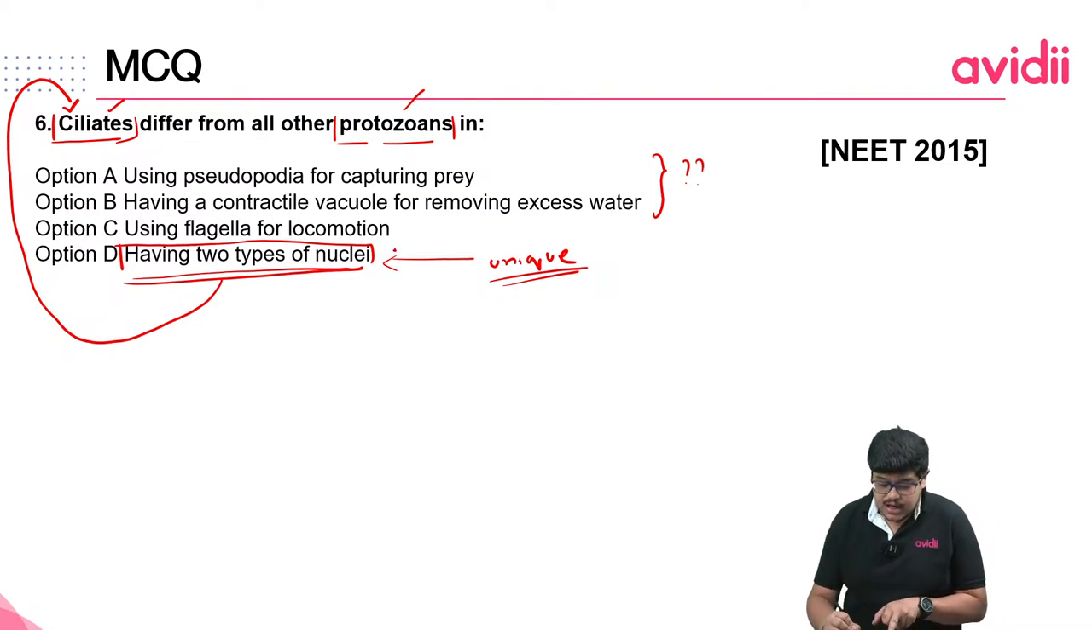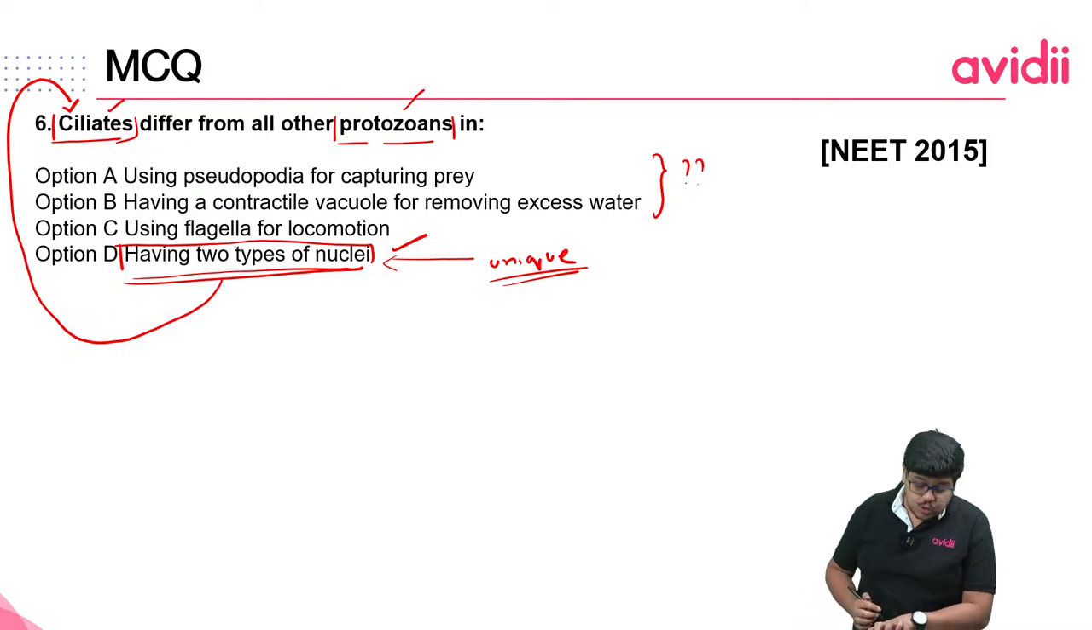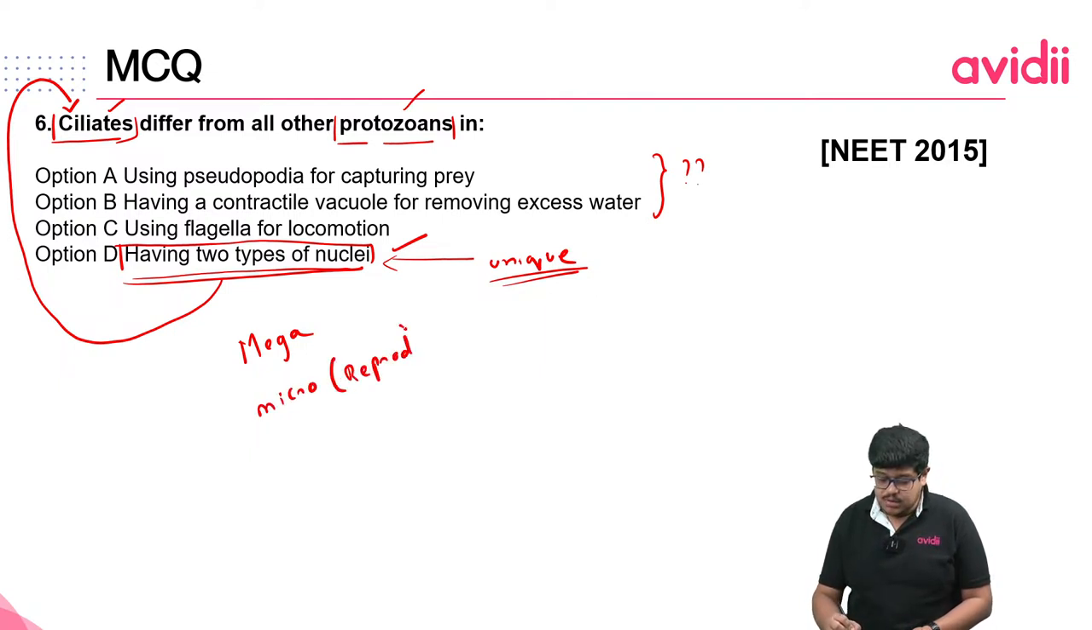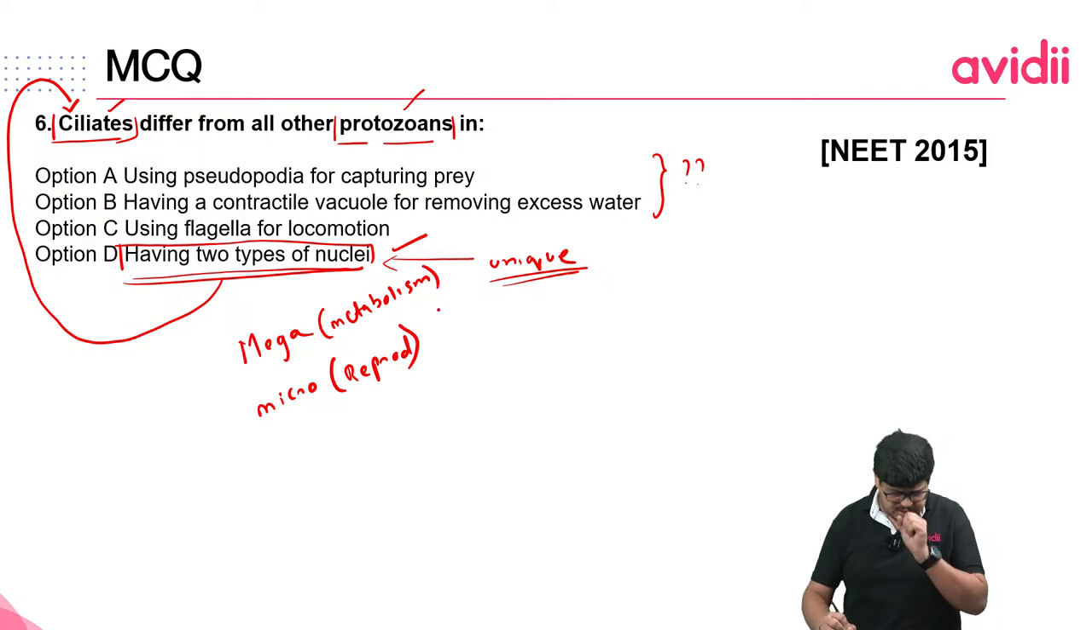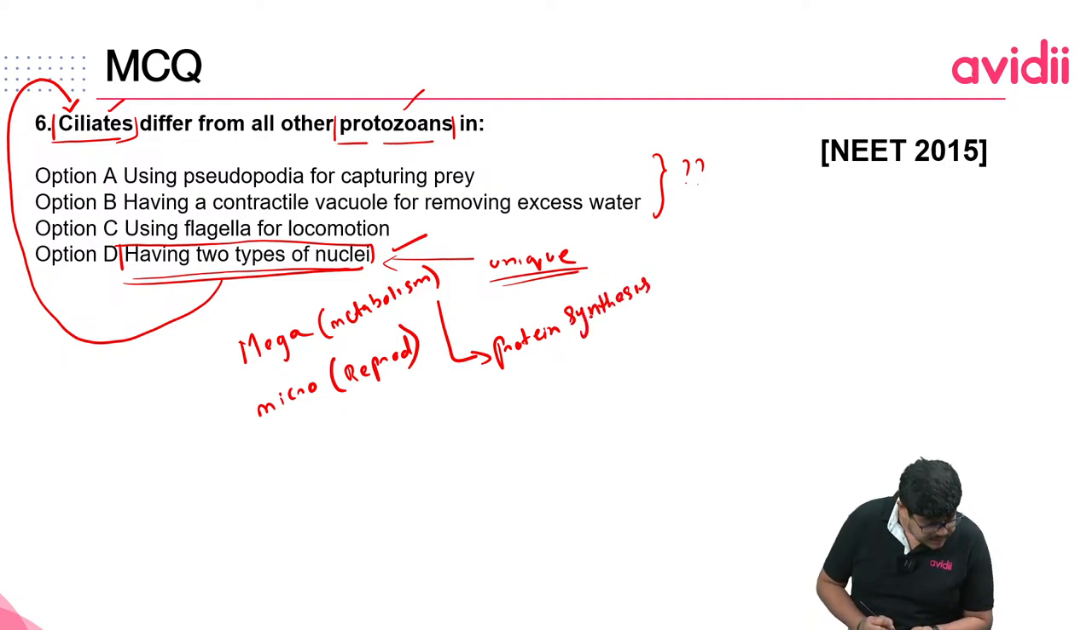So if this is the unique feature of ciliates, obviously option D is the answer, because ciliates differ from all other protozoans in having two types of nucleus. So what is the name of these two types of nucleus? Macronucleus and micronucleus. Remember, micro is related with your reproduction processes, and macro is related with your metabolism. Now do not write metabolism just by name; remember that in metabolism, protein synthesis can happen, it can be useful in protein synthesis. Okay, yeah, great.